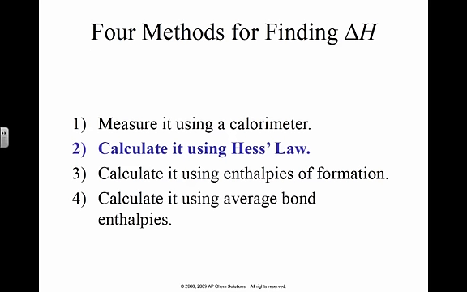Okay, if you'll remember the four methods for finding delta H, we've already done this one using a calorimeter. You solve Q equals mcΔT, solve for Q in joules, convert it to kilojoules, then divide it by the number of moles. The next way is to use something called Hess's Law.